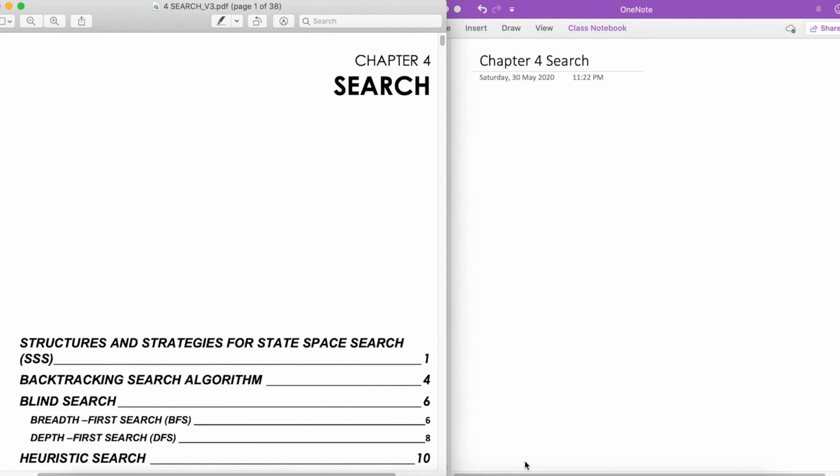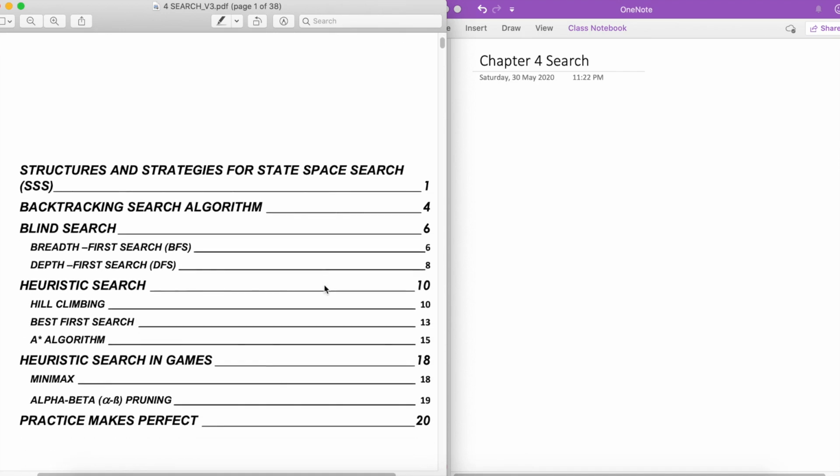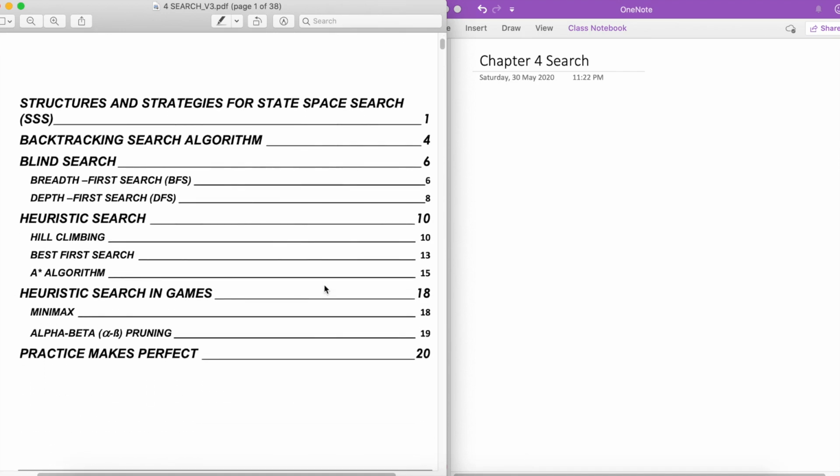This chapter is covering the topic of search. In this topic, we are going to look at several parts. First, we are going to look at the structures and strategies for state space search, or SSS for short. And then we are going to look at several algorithms in searching. The first algorithm that we are going to look at is the backtracking search algorithm.